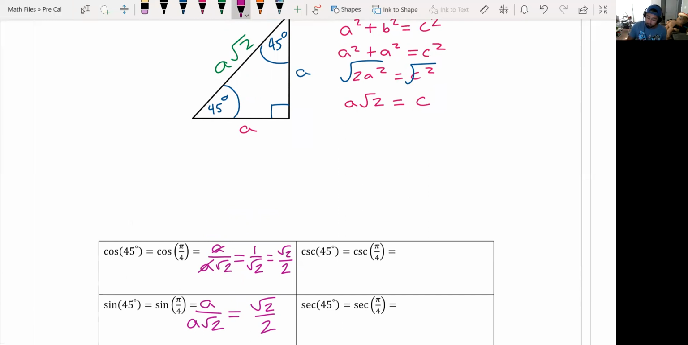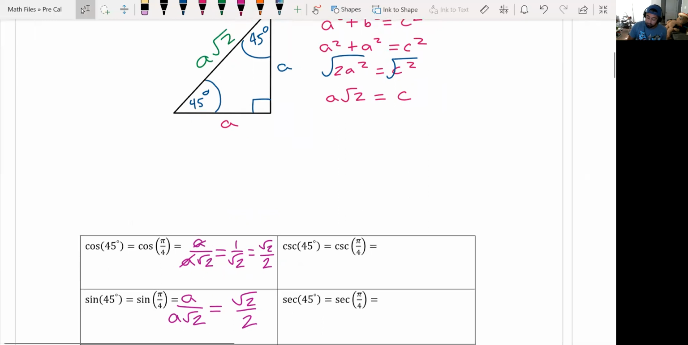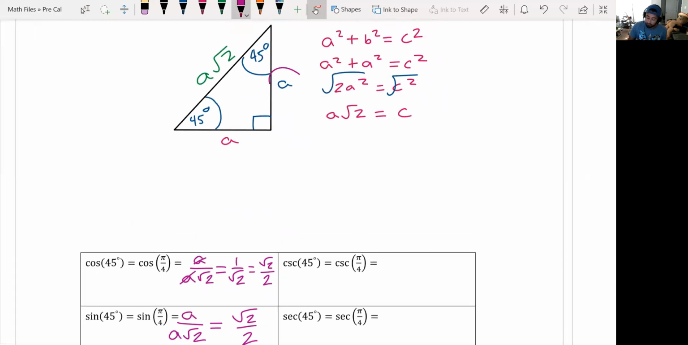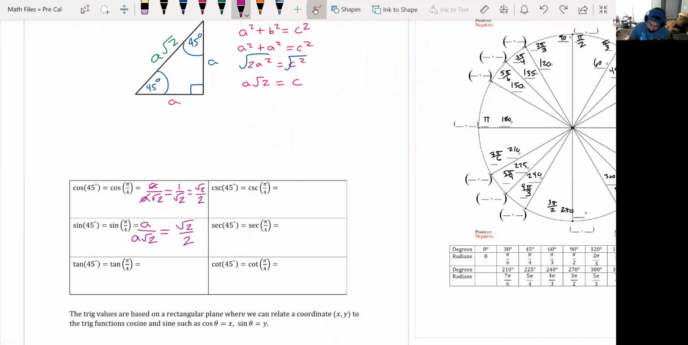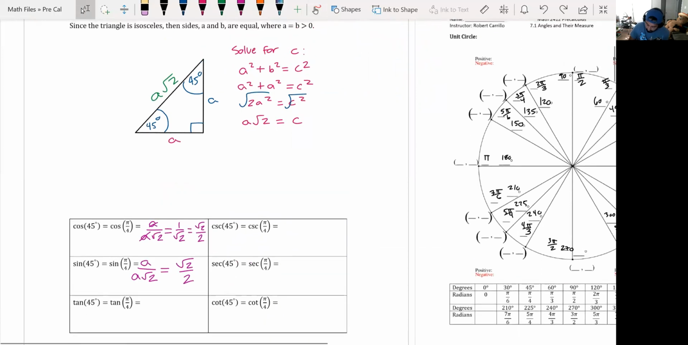Then if we look at tangent, tangent of 45 puts opposite over adjacent. Tangent puts opposite over adjacent, and a over a is 1. So this means that the tangent of 45 degrees is 1. Okay.